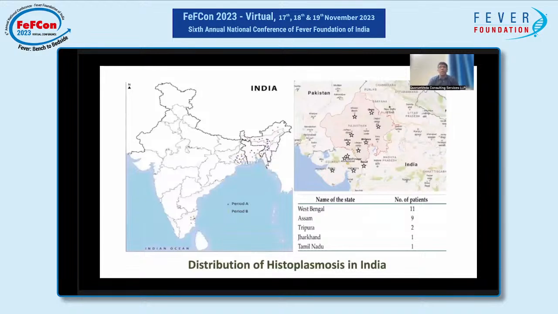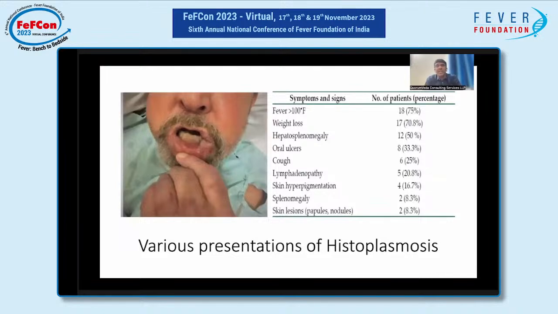This is the distribution of histoplasmosis in India. Look here, friends. Most of the cases are reported from northeast India. That's where most of the concentration of histoplasmosis is. We had a few from Chennai, Tamil Nadu, but most of them are from the northeast, especially West Bengal, Assam, Tripura, Jharkhand. We have one from Tamil Nadu. Presentations are very similar to tuberculosis: fever, weight loss, hepatosplenomegaly, mouth ulcer, cough, lymphadenopathy, skin hyperpigmentation, splenomegaly, skin lesions.